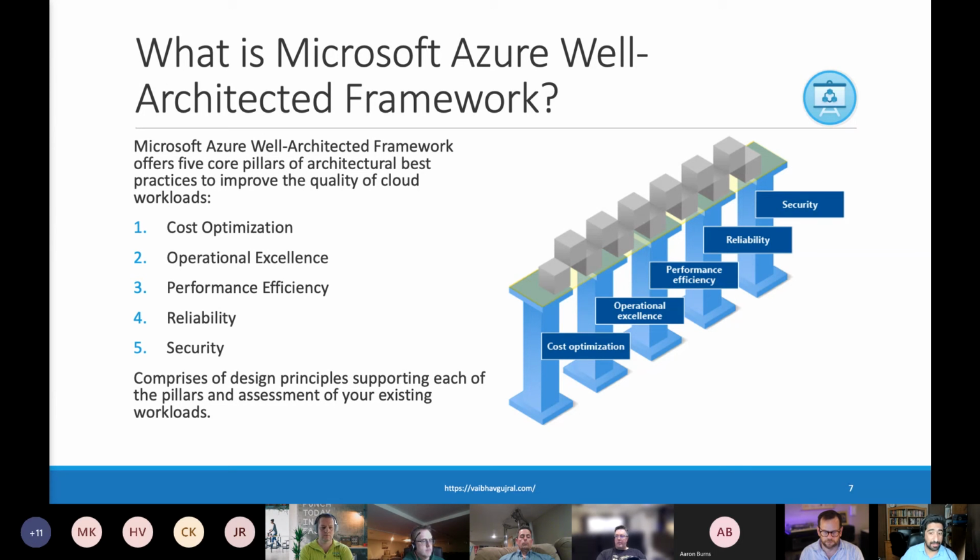Next on the list is reliability. As the name suggests, it recommends designing the system while anticipating failures at all levels. Tell me, what's the greatest fear of any IT team?